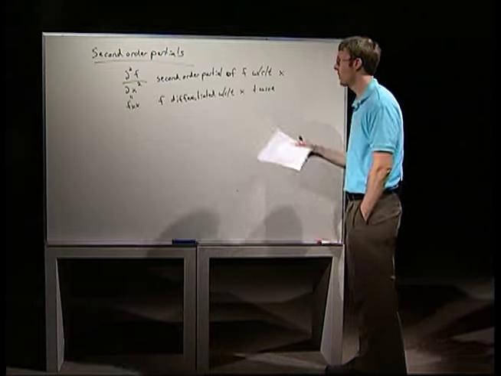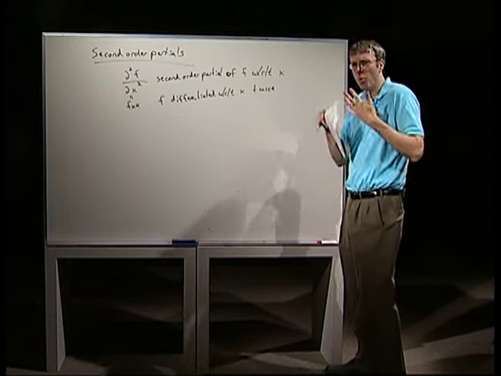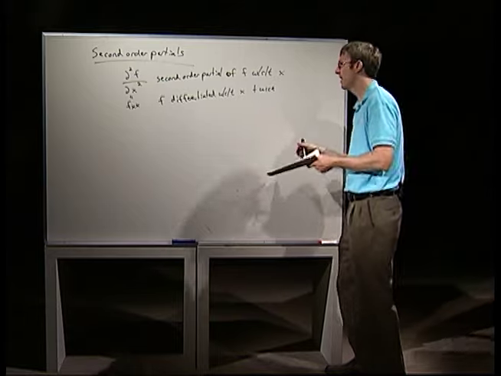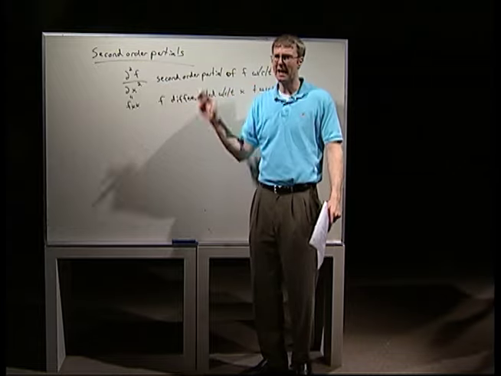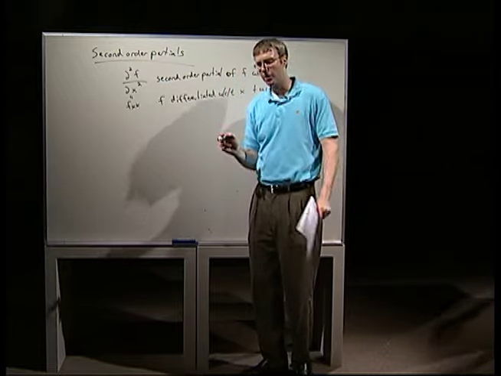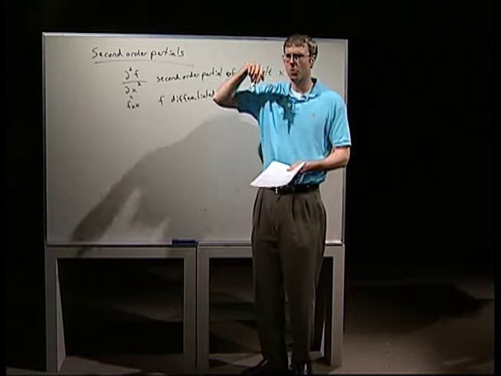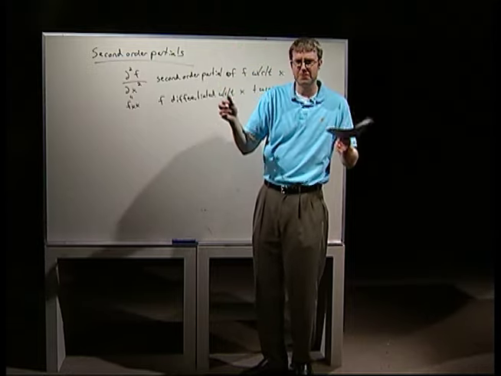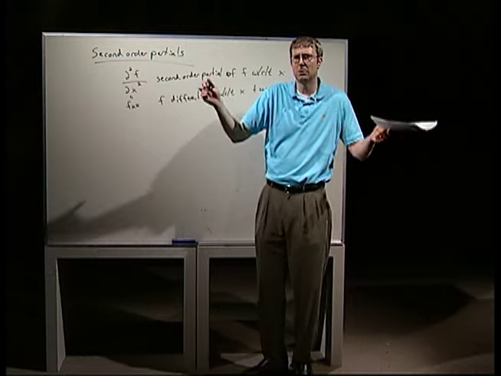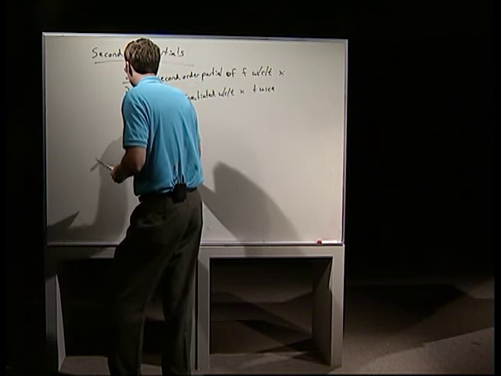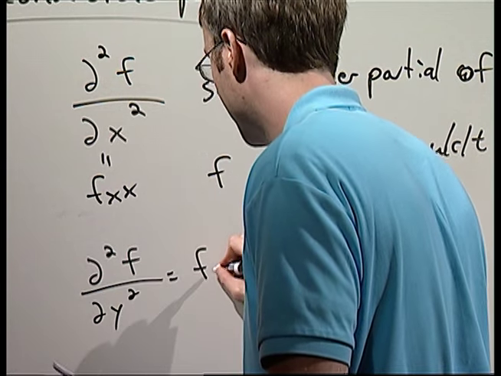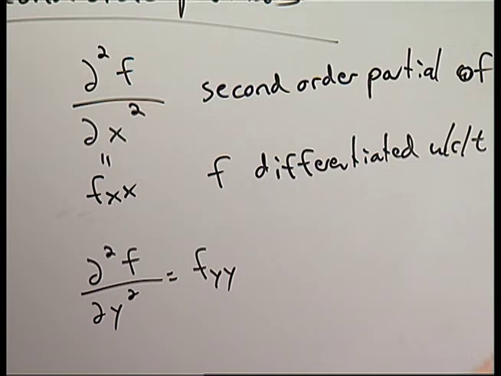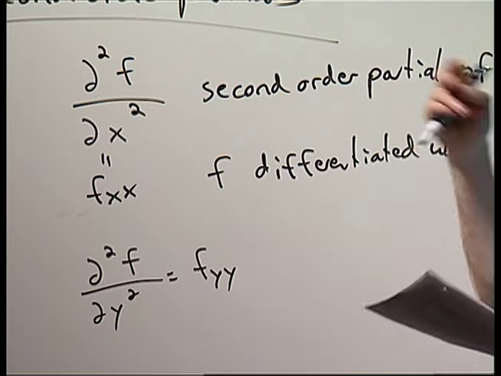But there are more possibilities in this. I mean, there was one second derivative. Here, I could go x first, then x again. I could go x first, then y. I could go y first, then x, or y first, then y again. There are 4 possible combinations of things going on here. So I could also have f sub yy, which is y once, then y again.